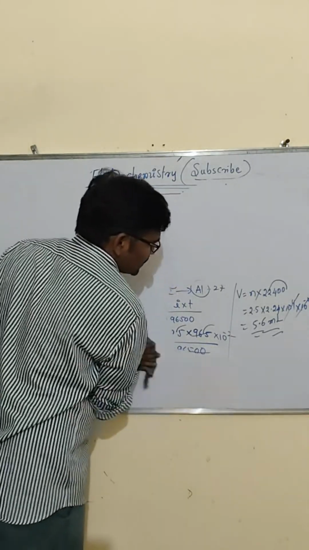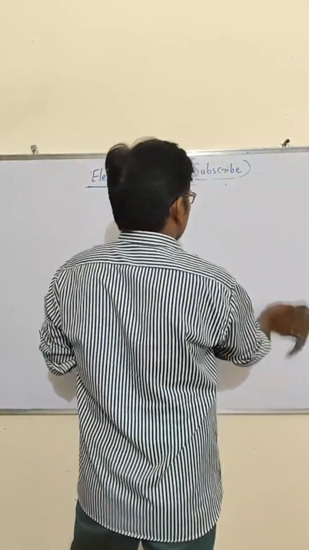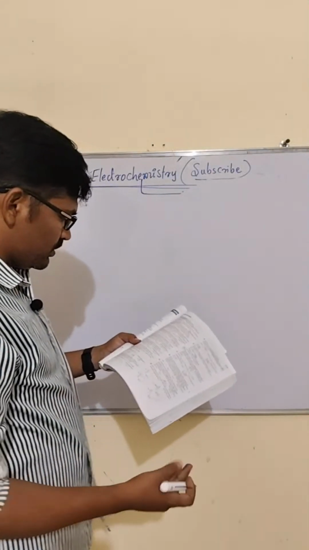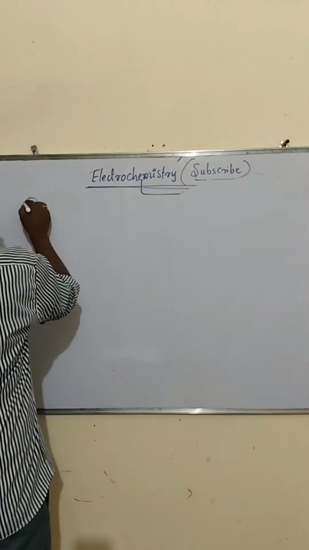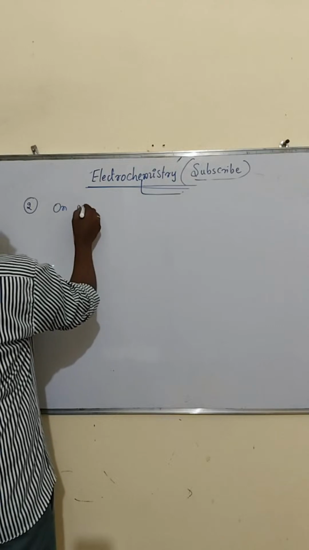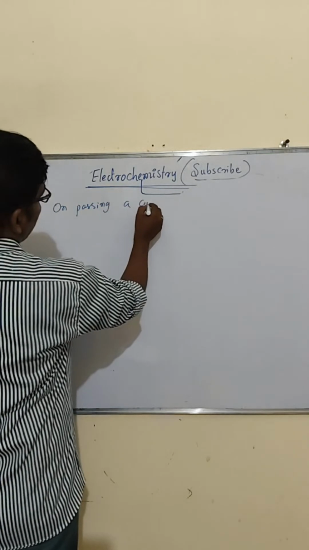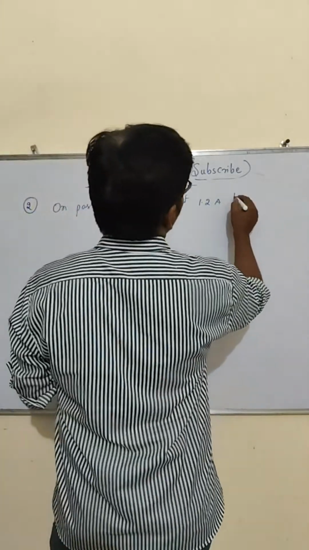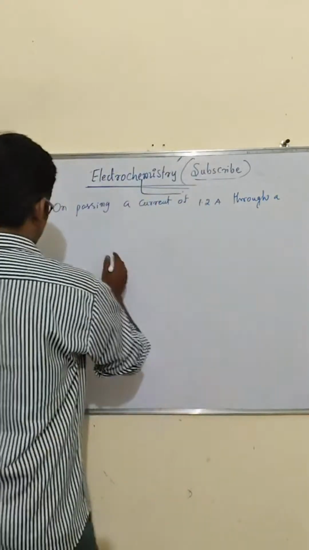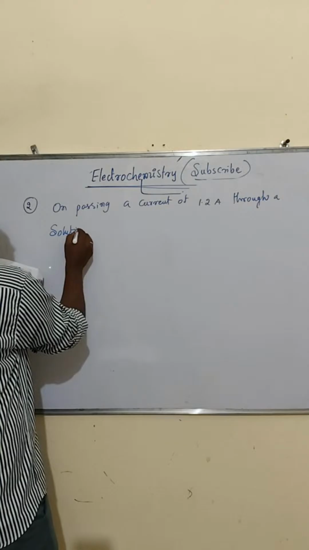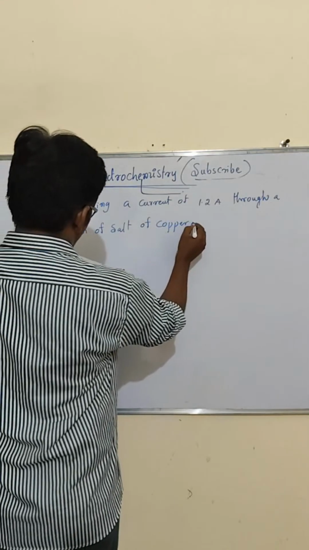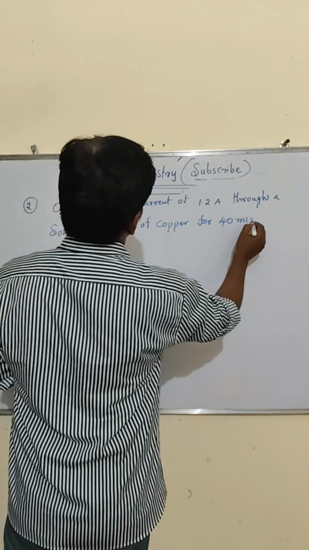Next, 2 more questions we'll discuss, then we'll go for Faraday's second law. 2 more questions. Look, my dear students. Hello. Yes, come to the point. What we have to discuss. Then question number 2. On passing a current of 1.2 amperes through a solution of salt of copper for 40 minutes. Time is mentioned in minutes.